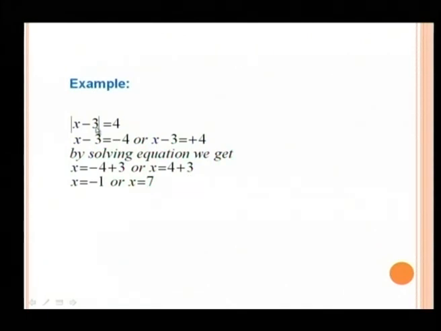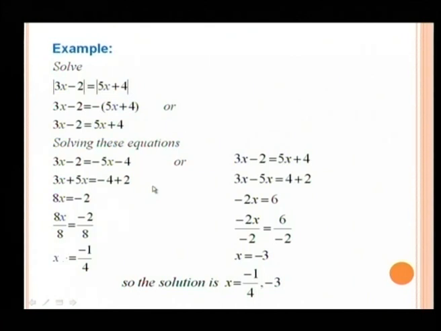So you can see that the solution set for this equation, |x - 3| = 4, is x = -1 or x = 7. You can see another example on the screen where we have to solve |3x - 2| = |5x + 4|. Here again two cases arise due to this modulus sign, which makes this equation 3x - 2 = -(5x + 4) or 3x - 2 = 5x + 4.